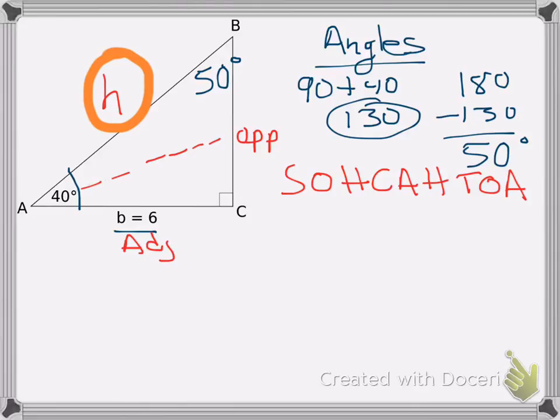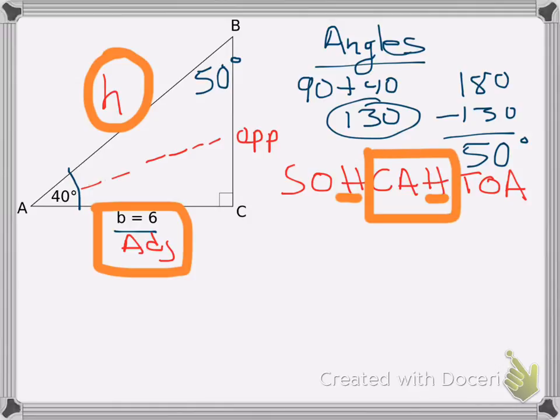Looking at SOHCAHTOA, h comes up in the SO and the CA, the sine and the cosine. Now I have to decide which one I will actually use. Since I know the adjacent is 6, and I want the hypotenuse, I'm going to use cosine. Let's write our new function. Cosine of our angle, 40 degrees, has to equal the adjacent over the hypotenuse. There's my setup. From here, it's just cross multiplication so I can solve.